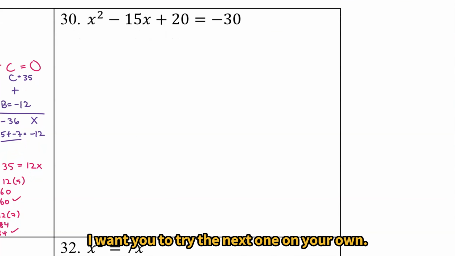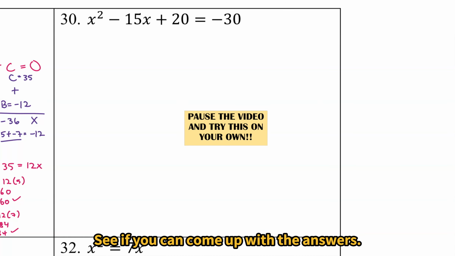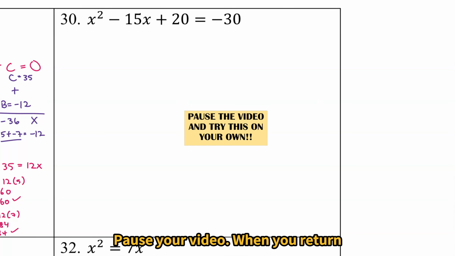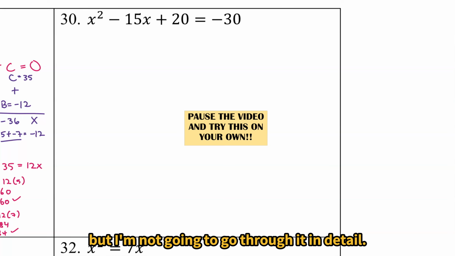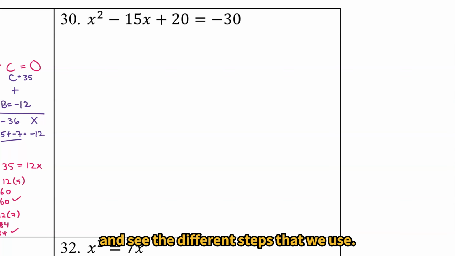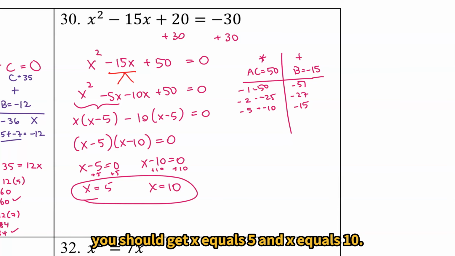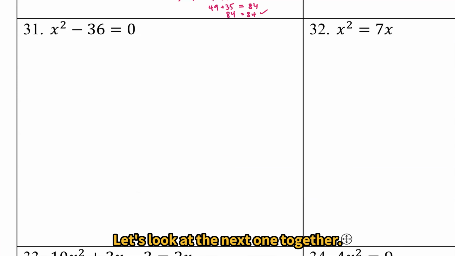I want you to try the next one on your own. X squared minus 15x plus 20 equals negative 30. See if you can come up with the answers. Pause your video. When you return, I'll have the answers, but I'm not going to go through it in detail. You can always check the OneNote and see the different steps that we used. And on this problem, you should get x equals 5 and x equals 10. Let's look at the next one together.